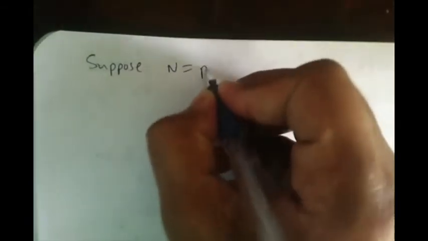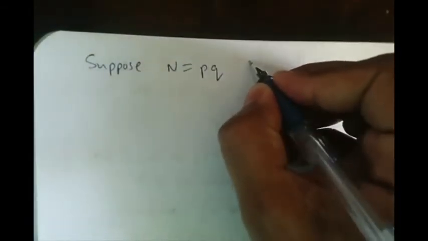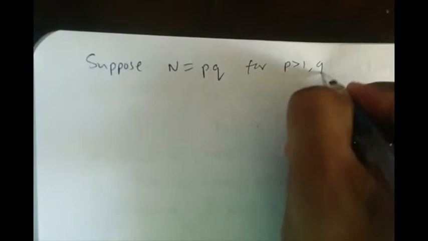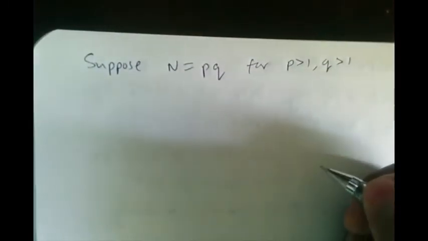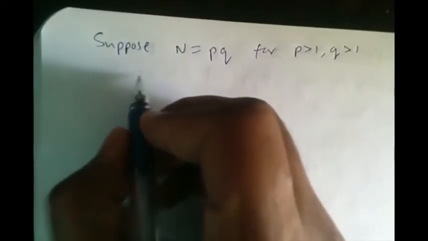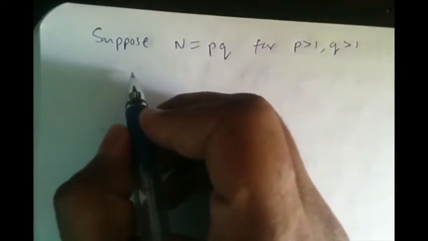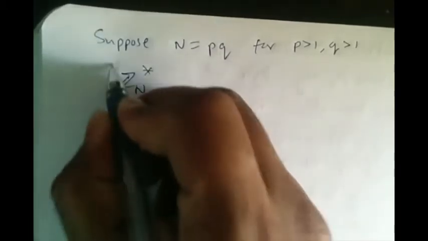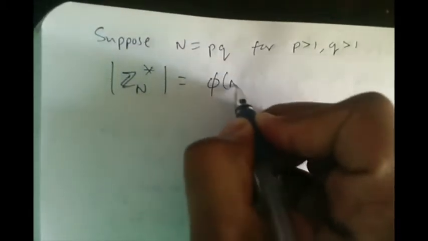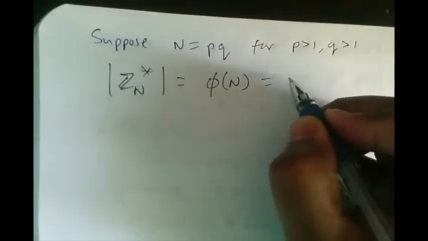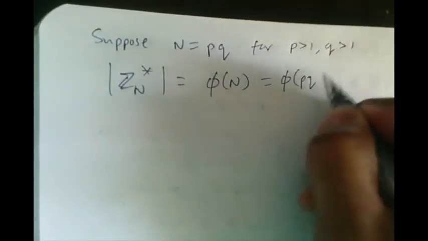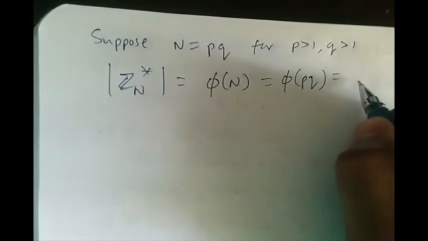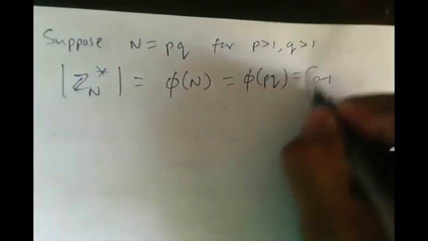Suppose n is composite, where n is p times q for p greater than 1 and q greater than 1, so some odd primes, let's say. Then what is the size of Zn star? The number of elements in Zn star is by definition the Euler phi function evaluated at n, which is phi of p times q, which is p minus 1 into q minus 1.